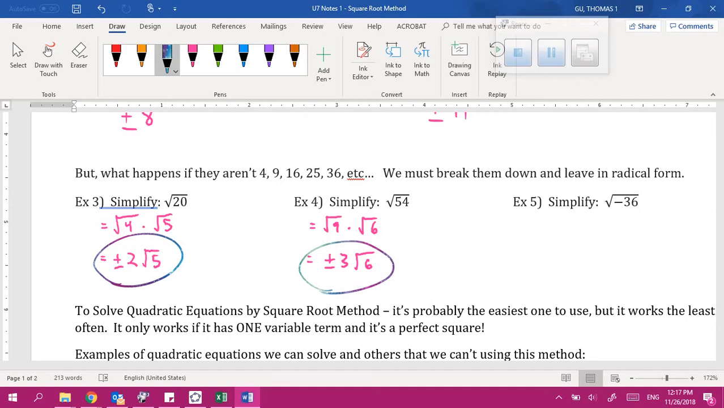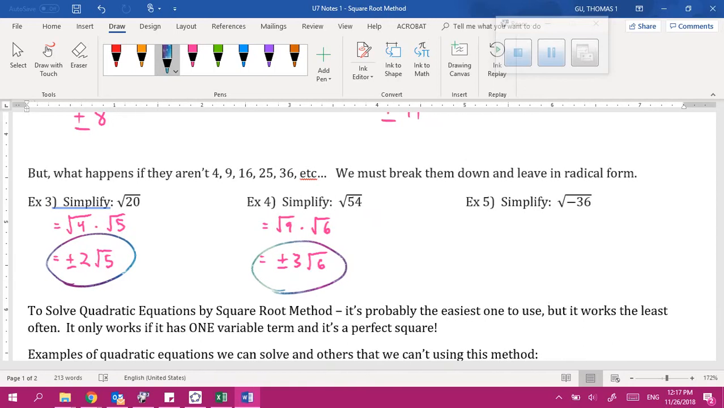All right, lastly, example number 5. This one looks a little strange because we have a negative number inside a square root symbol. Can you take a square root of a negative number? No, that doesn't actually work because, remember, something has to multiply by itself to give you a negative number. But that's impossible because you would think that the square root of 36 is 6, right?